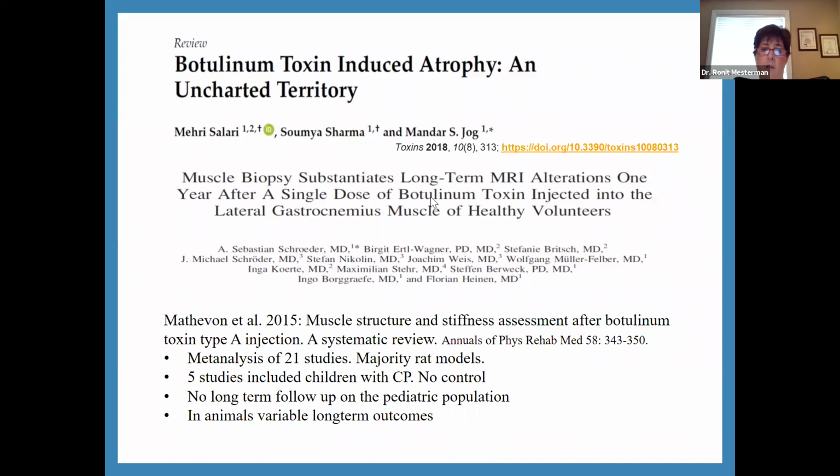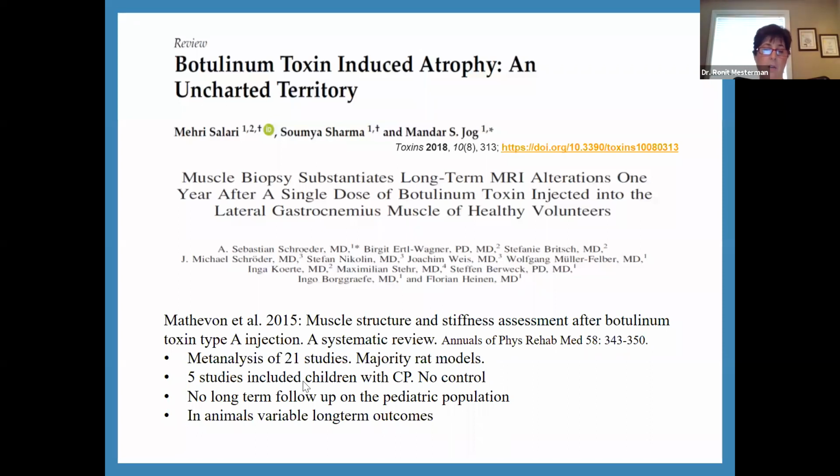Two of my colleagues from my hometown Munich injected themselves in healthy gastrocnemius muscles and followed their own muscles with MRI and muscle biopsy, and saw that it took a year for their muscle to change back to normal. In a nice meta-analysis, Matavon in 2015 published a meta-analysis of 21 studies. The majority are rat models, and we need to be careful in converting that to our pediatric population.